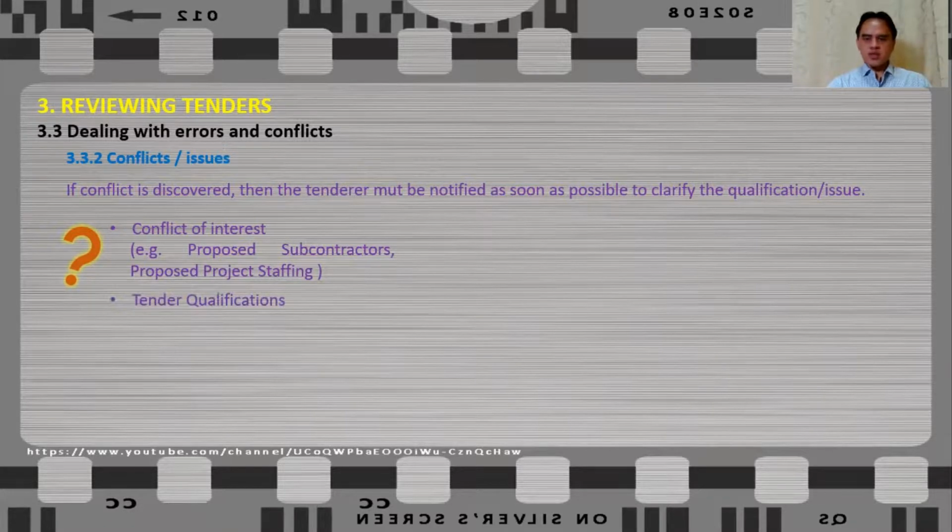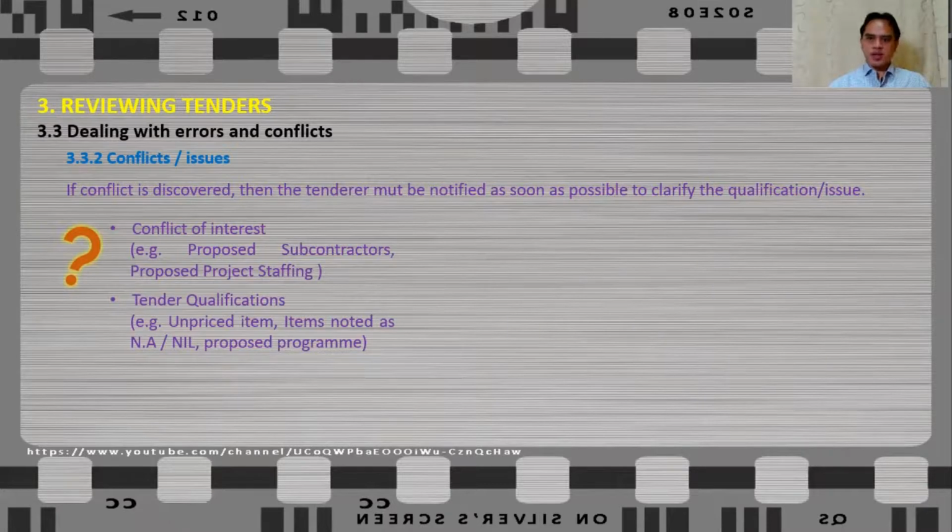Another one is tender qualifications. Normally, when tenderers do not agree with any conditions in the tender document, they will have some tender qualifications. For example, they may put some unpriced items, or some items in the schedule of works they will put as NA or nil. Also, for the proposed program, for example, if the project is bound to be completed in 12 months, and in their tender offer, they put 18 months. So these are the things that you have to look out for and should be settled with the tenderer.